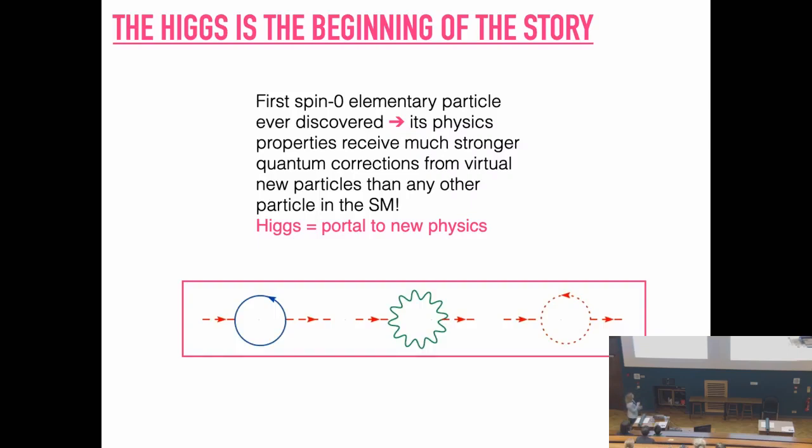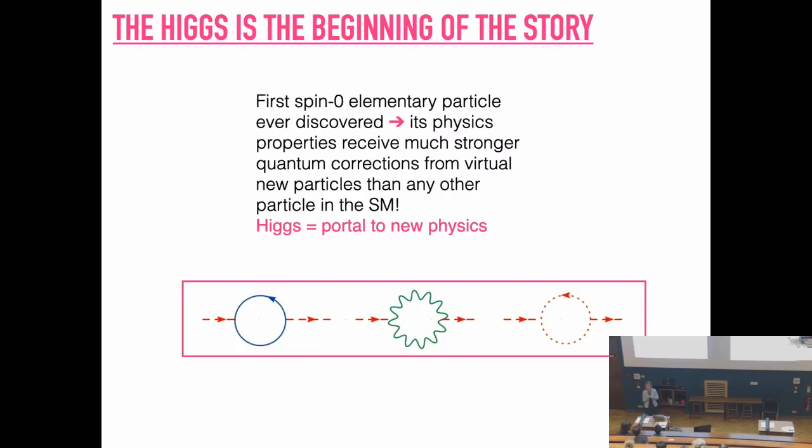And then finally, this is a bit complicated, but I think it's important because the Higgs, since it's the first spin zero elementary particle, is different from all others. It means that the Higgs is very sensitive to new physics. So new physics can easily couple to the Higgs. And it has some virtual quantum effect that requires a huge fine-tuning to be cancelled, okay?